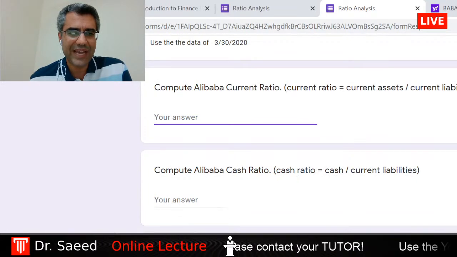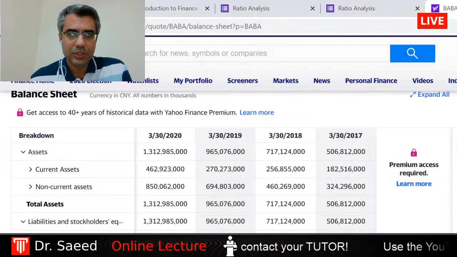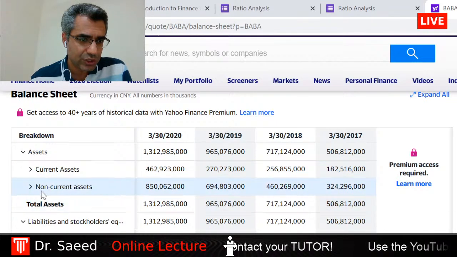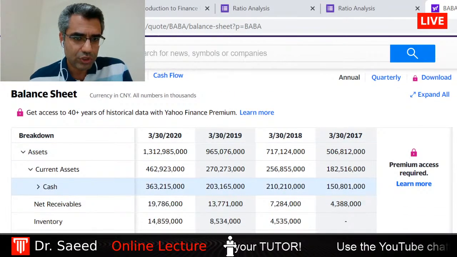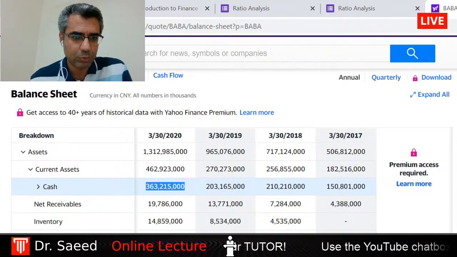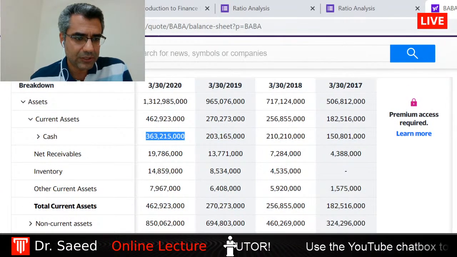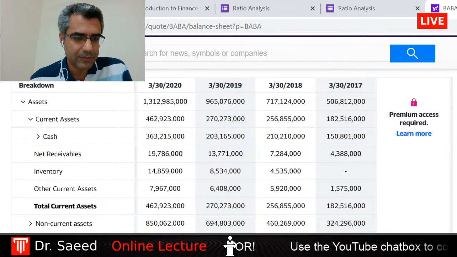Then here, cash divided by current liabilities. So where is cash? Cash is under current assets. We are still in the balance sheet. So cash for 2020 is reported here, divided by current liabilities here, right?